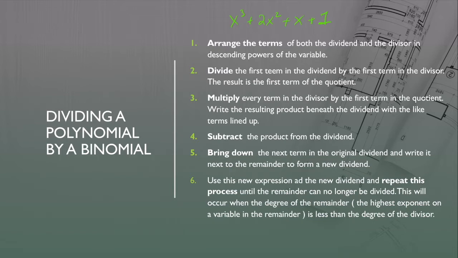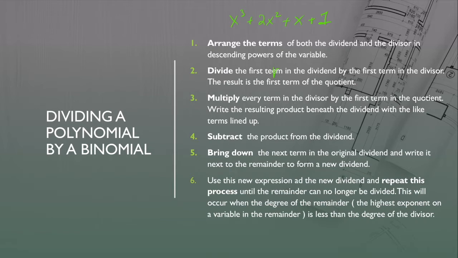Next, we're going to divide the first term in the dividend by the first term in the divisor. And the result is going to be the first term of our quotient. We multiply every term in the divisor by the first term in the quotient, and we write the resulting product beneath the dividend with the like terms lined up. We subtract the product, right? That sounds familiar, right? We multiplied and then we subtract in that iterative process.